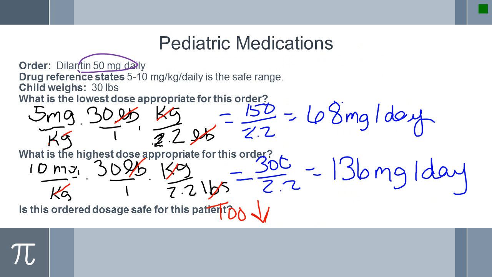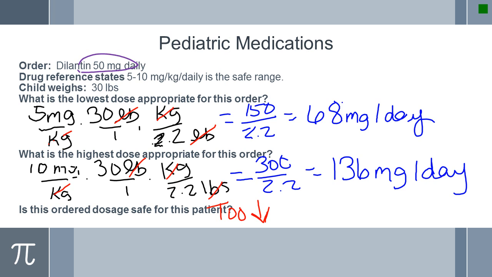So now let's look at another one. What we have here is 50 milligrams daily as our order. Our reference is 5 to 10 per kilogram daily. And our patient is 30 pounds. So we take our 5 milligrams per kilogram. Our patient is 30 pounds. A kilogram is 2.2 pounds.